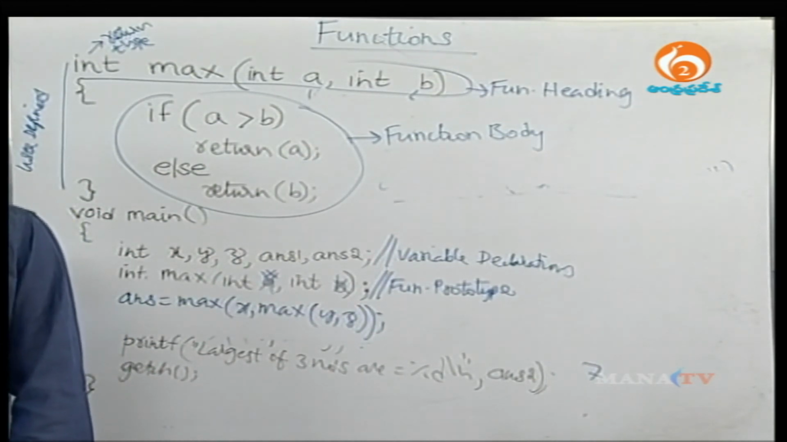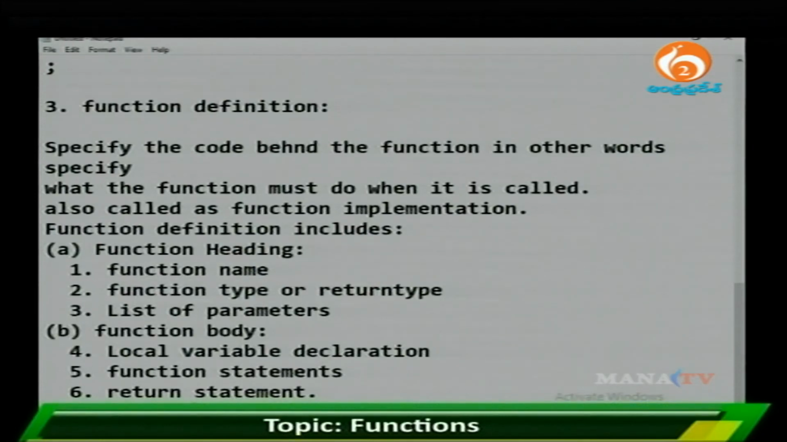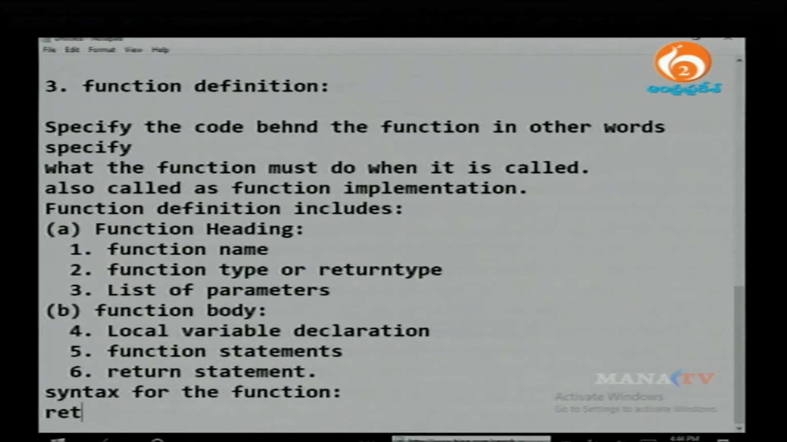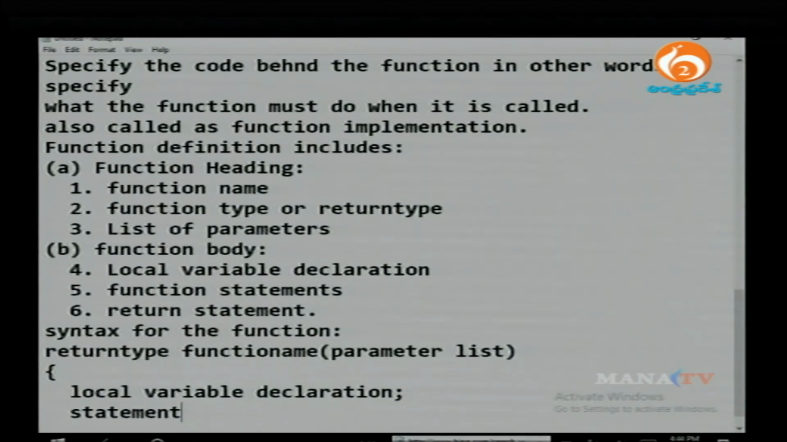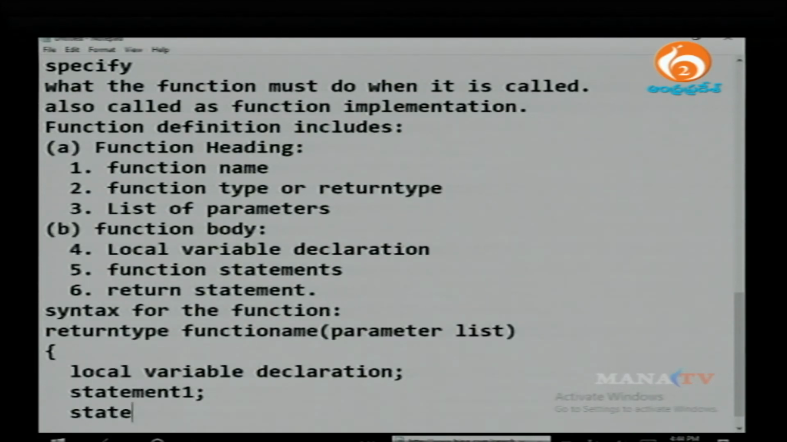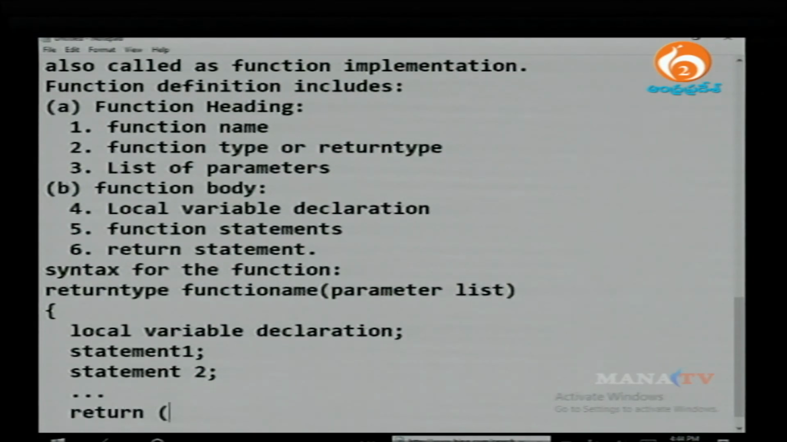So, here the syntax for the function definition is: return type, space, function name, parameters list, local variables, local variable declaration, statements: statement 1, statement 2 and so on. Next, return value.